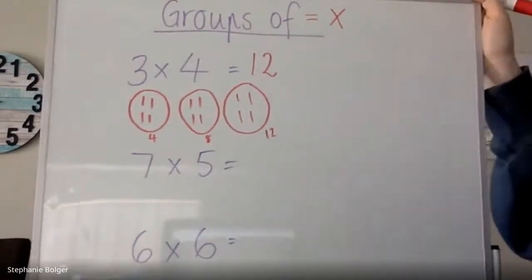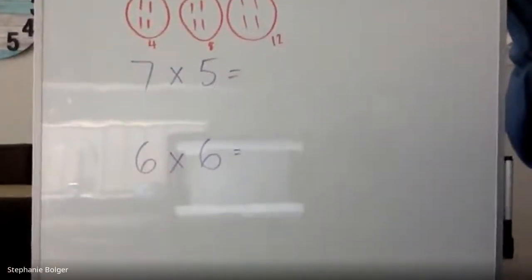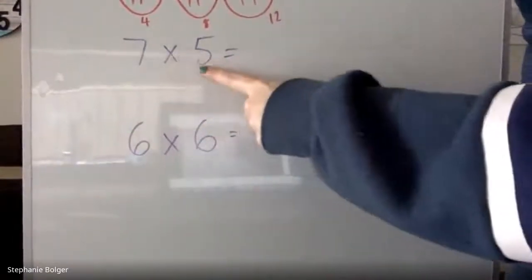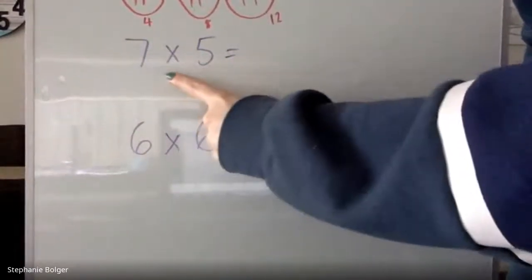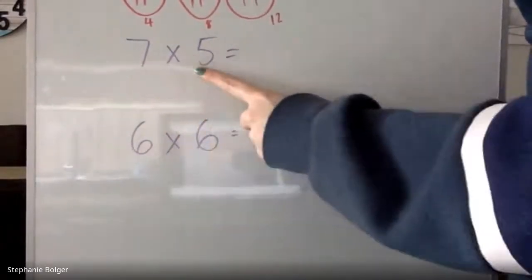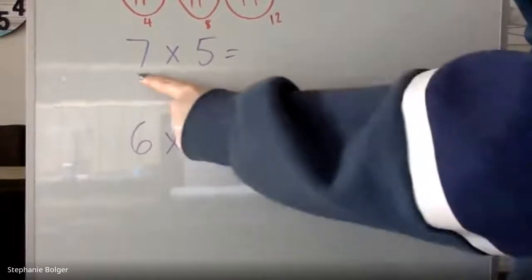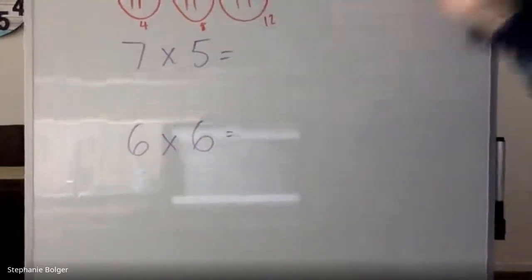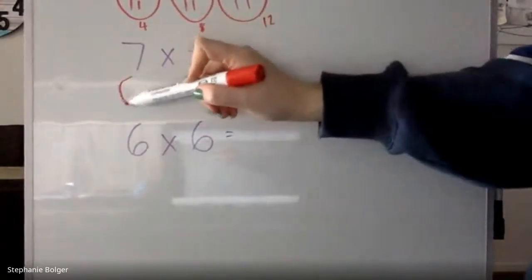I'm going to show you the same thing with the next sum down, which is 7 times 5. So 7 times 5, we're going to change this x to say groups of. 7 groups of 5. So the first number tells us how many groups. 7 groups. So I'm going to draw my 7 groups.